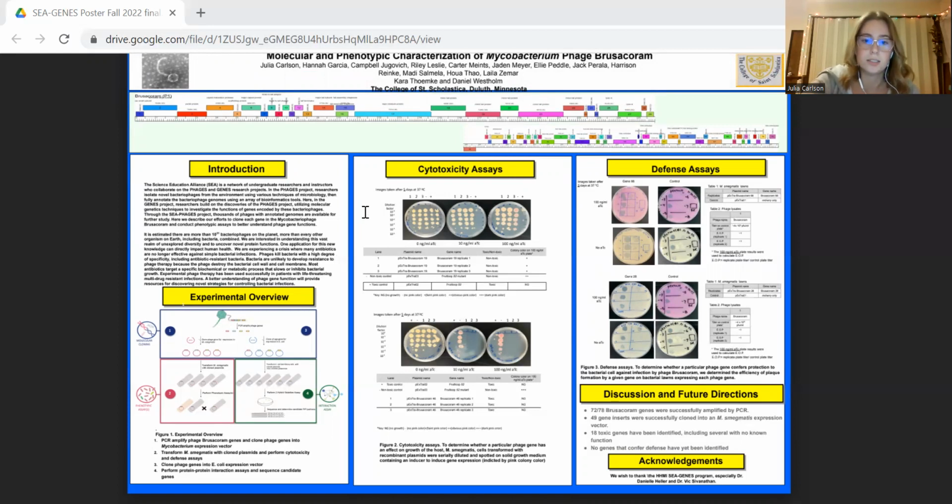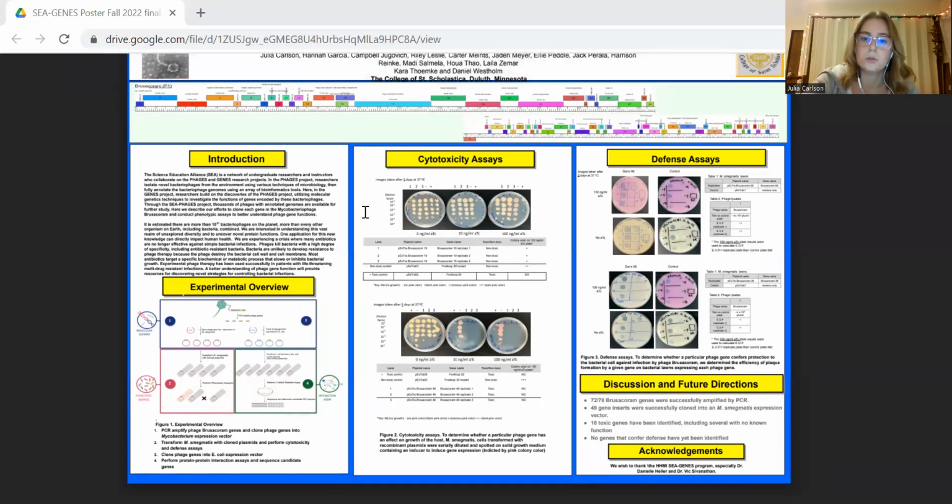Starting with the cytotoxicity assays, we worked to determine if the tested Brusacoram genes were toxic to the bacterial host M. smegmatis. Using plates containing the antibiotic kanamycin and either 10 nanograms per microliter, 100 nanograms per microliter, or none of the inducer molecule ATC, which induces expression of a gene, we spotted serial dilutions of Brusacoram genes from 3 different plasmid DNA samples, as well as positive and negative controls.